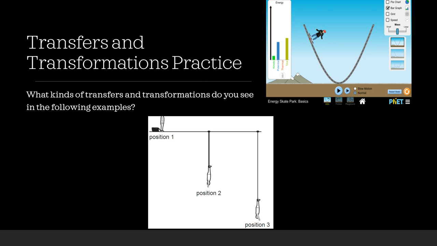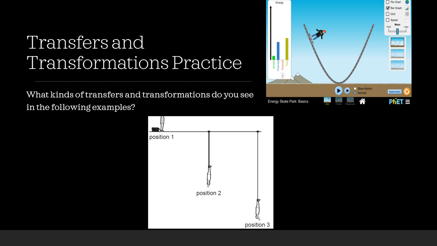So that will be a transfer from the person's gravitational or kinetic energy into the elastic energy of the bungee cord. So the transfer is happening from the person to the cord, and the transformation is happening from kinetic and gravitational potential into elastic. At the bottom, they no longer have any velocity, so their kinetic energy has all been transformed into elastic potential and transferred to the bungee cord.